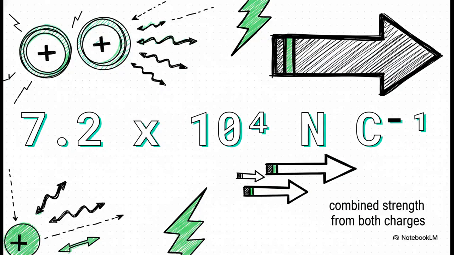And when you plug in the numbers for the charges and the distances and you do that addition, you get a total electric field at point A of 7.2 times 10 to the 4 newtons per coulomb. And it's pointing squarely to the right. That's the combined muscle of both charges working together at that spot.